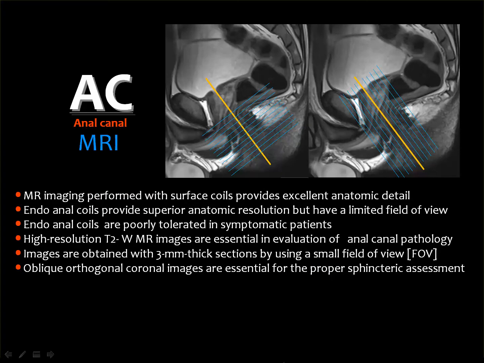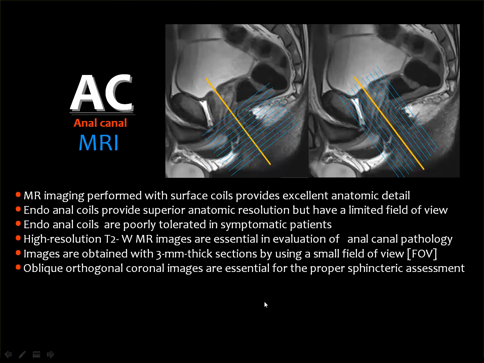And actually, the evaluation of the anal canal can be done in many ways. Of course, you know that the best imaging modality for the time being is the MRI. MRI can be obtained by surface coil or endocoils, and the surface coil gives good anatomic details of this area. But the endoanal coils can provide superior anatomic resolution, but they have a slightly limited field of view, and they are also poorly tolerated in symptomatic patients. And you know, this area is prone to fissures, fistulae, abscesses, and many painful conditions.